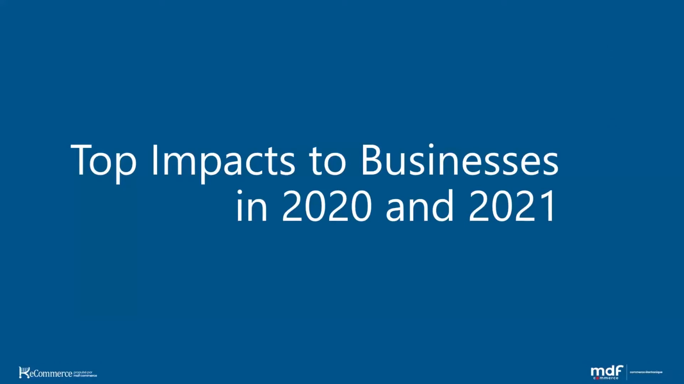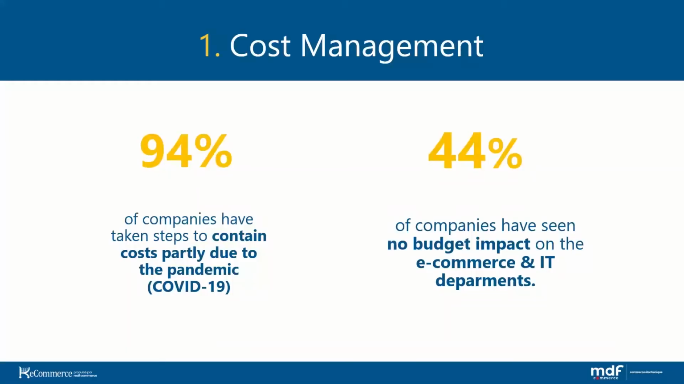We're going to start things off by talking about the top impacts that businesses have faced in more or less the year, so 2020 moving into 2021. The first one starts with cost management. As you can see by some of the statistics on the page, 94% of companies have taken some steps to contain costs, partly due to the COVID-19 pandemic. Pairing that with the second statistic, 44% of companies have seen no budget impact on their e-commerce and IT departments.